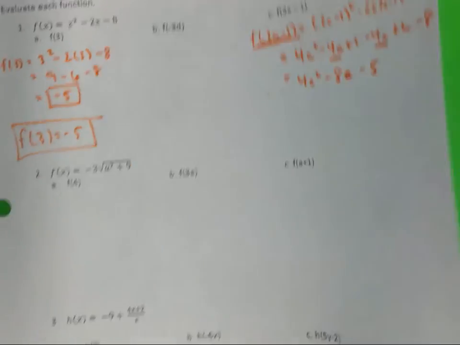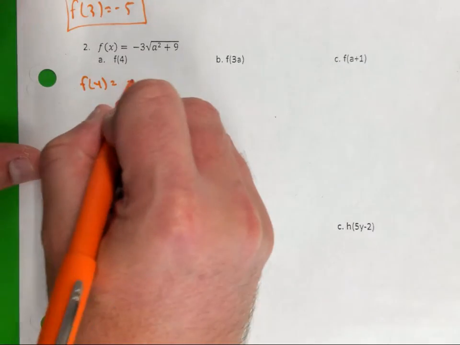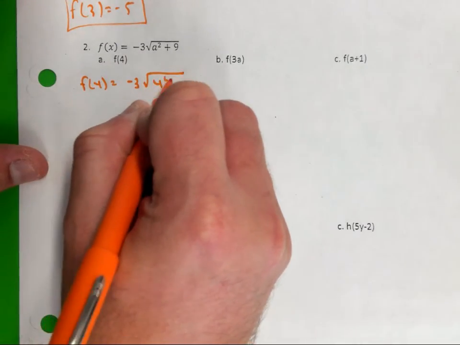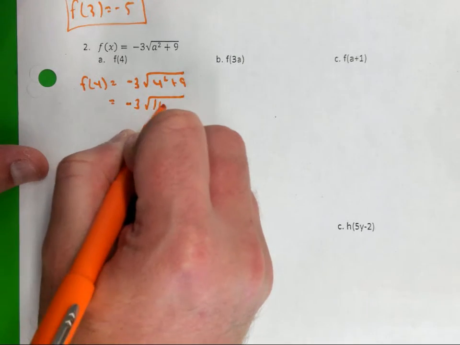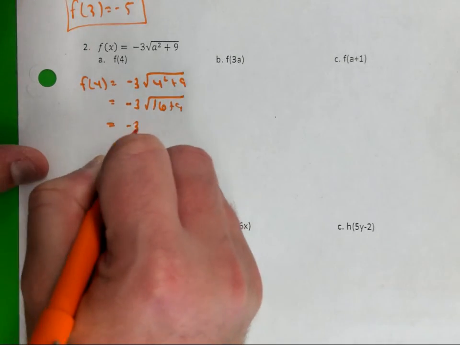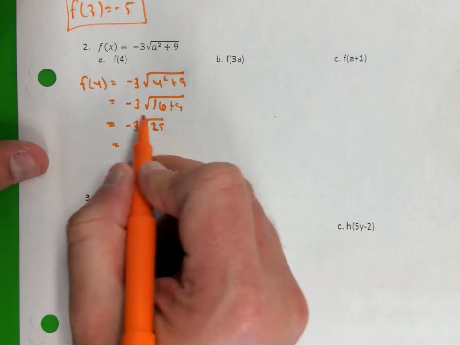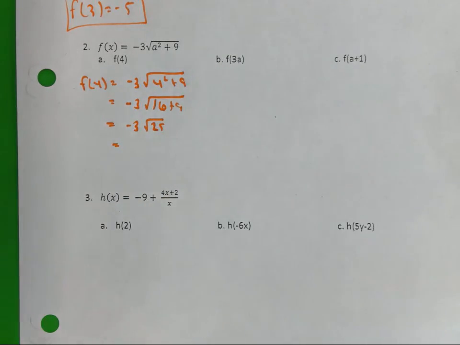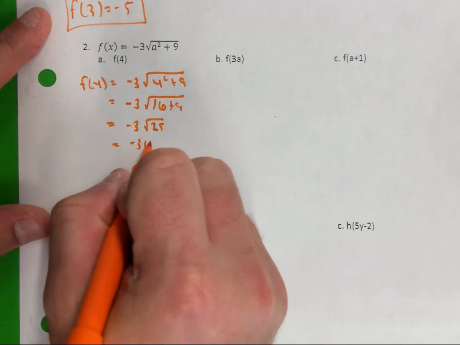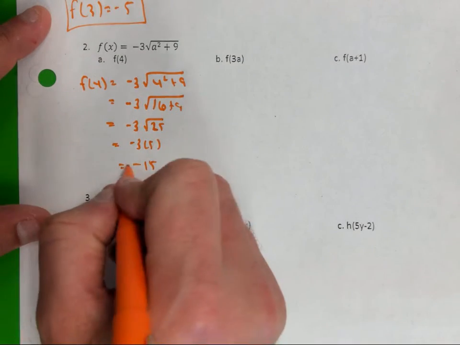Okay, so I want to find f of 4. So I'm going to do f of 4 equals negative 3 times the square root of 4 squared plus 9. That's 16 plus 9. What's the square root of 25? And since it's side by side, what operation does that mean? Very good. So my output value is negative 15.